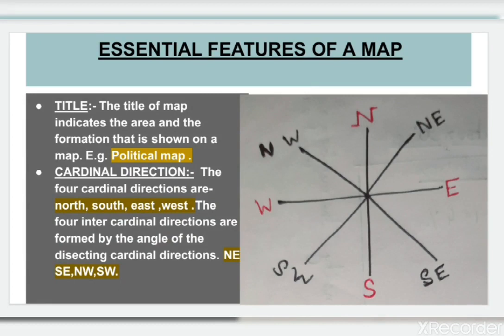So now in this part we will learn about the essential features of a map. This map can be any type. It can be topographical map or political map. It doesn't matter, but every map has some essential features.